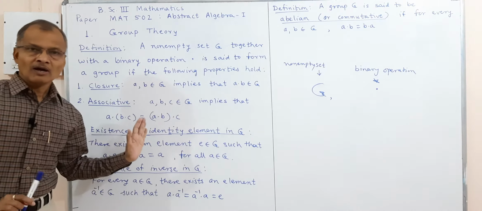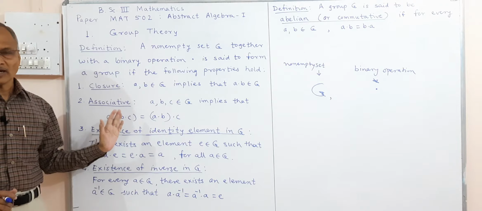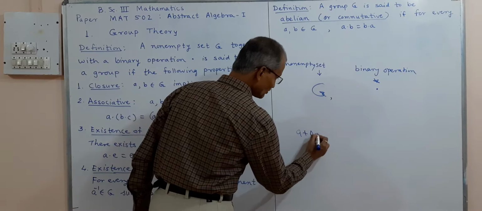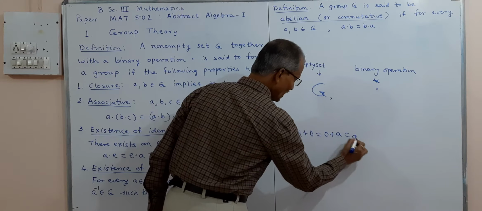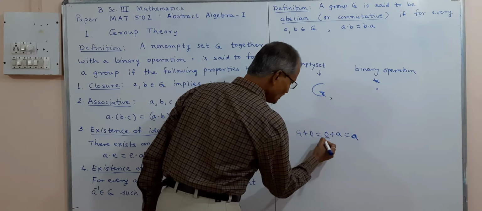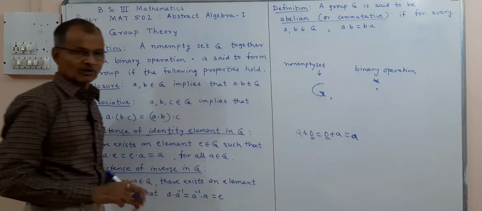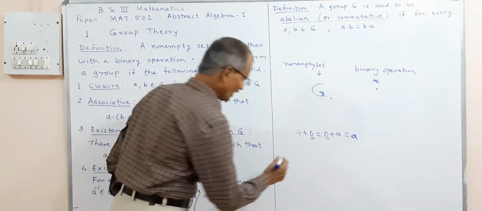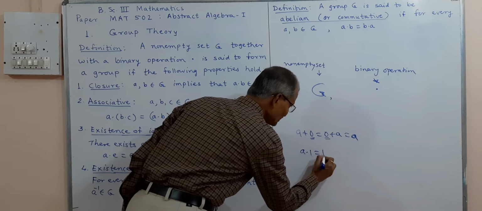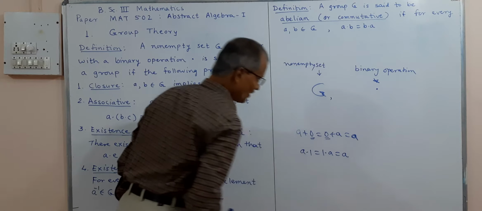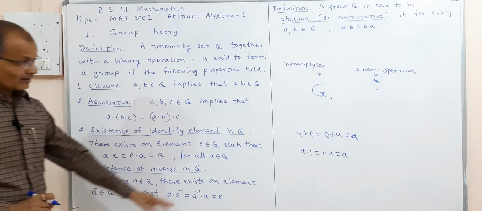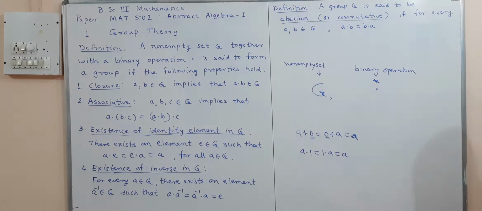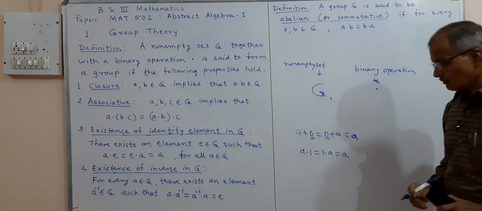For example, for usual addition the identity element is 0 because we have a plus 0 is equal to 0 plus a is equal to a, and thus e is equal to 0 for usual addition. For multiplication that will be 1 because we have a into 1 is equal to 1 into a is equal to a, and therefore these are the identity elements for these operations. For addition it is 0 and for multiplication it is 1.